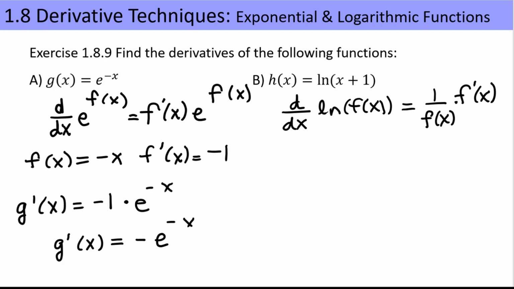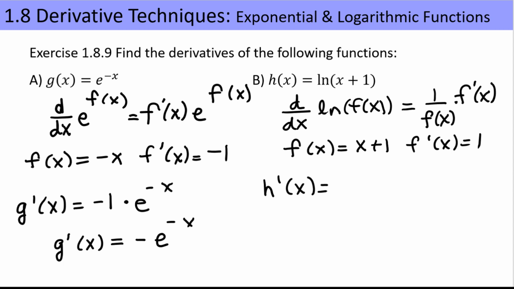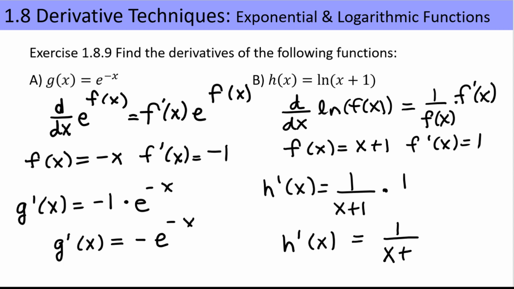So let's identify that for this function, the f of x is equal to the quantity x plus 1, and so the derivative f prime of x is just 1. Now we are ready to take the derivative of h of x. So h prime of x is equal to 1 over x plus 1 times the derivative of x plus 1, which is 1. And when simplified, h prime of x is equal to 1 divided by the quantity x plus 1.